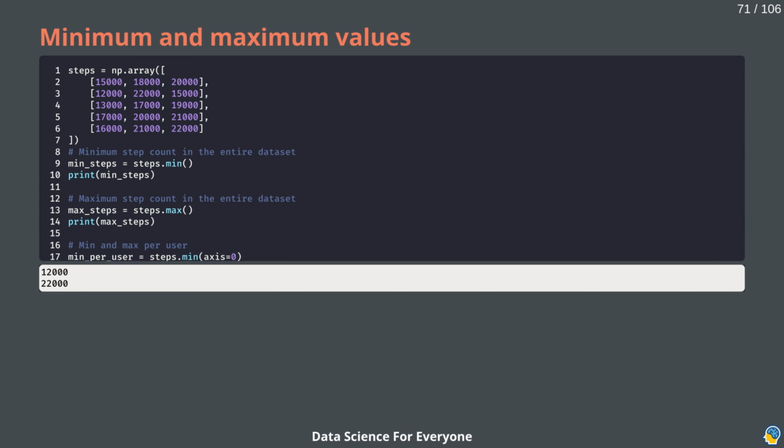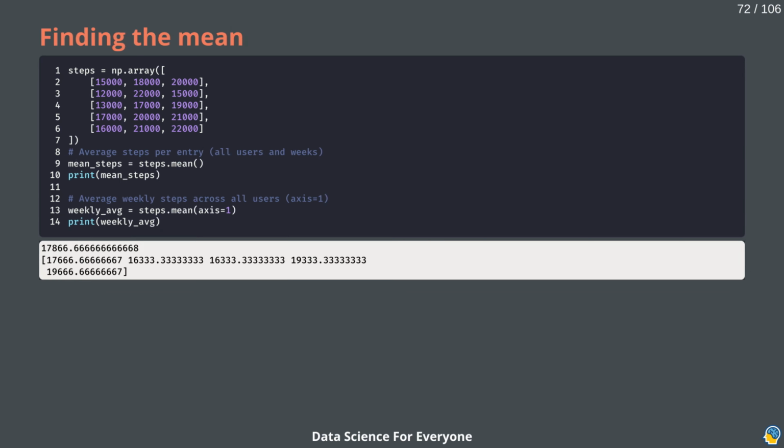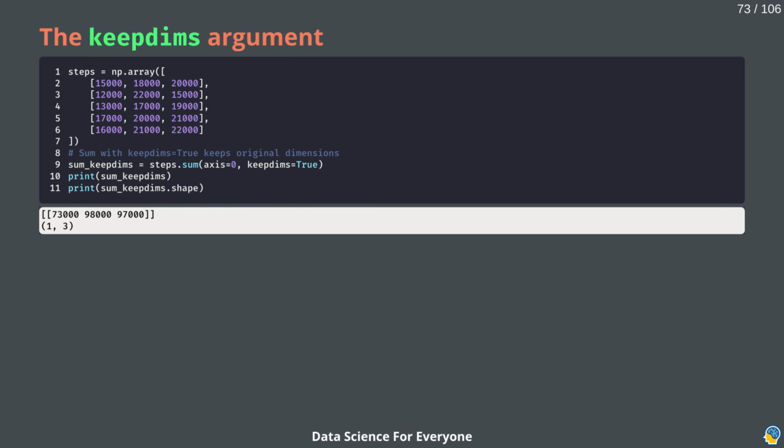We can also apply these functions across specific axes. The mean method calculates the average. Overall, each user has averaged around 18,000 steps per week. Using axis equals to 1, we can find the weekly average across all users. Most aggregation functions, including sum, min, max, and mean, have a keepdims option. When true, the output maintains its original dimensions, which can be helpful when combining arrays later. It's especially useful when we are doing further calculations or visualizations that require consistent shapes.